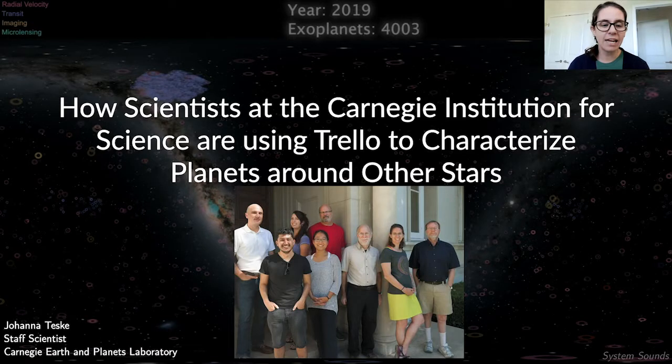So my name is Johanna, and I'm an astronomer at the Earth and Planets Laboratory at the Carnegie Institution for Science in Washington, D.C. And I have the pleasure of working with this great team, shown here, to find and characterize planets around other stars. I'm particularly interested in understanding the compositional diversity of exoplanets. And to do this, we need to not only detect the planets, but also measure their sizes, their radii, and their masses. And we can put those together to give us a bulk density of the planet and thus a bulk composition.